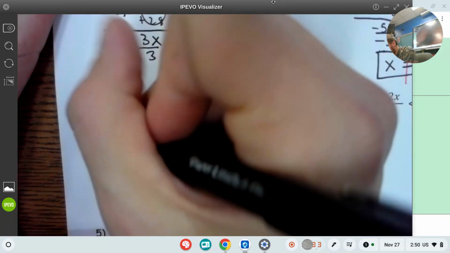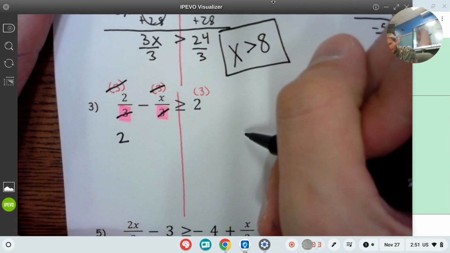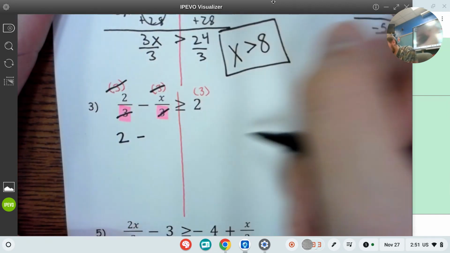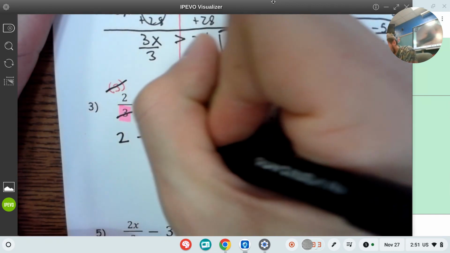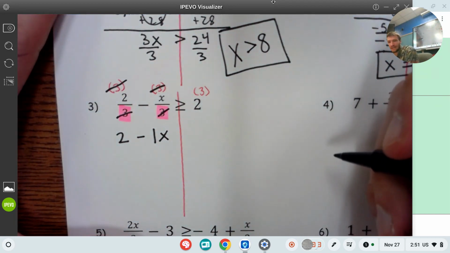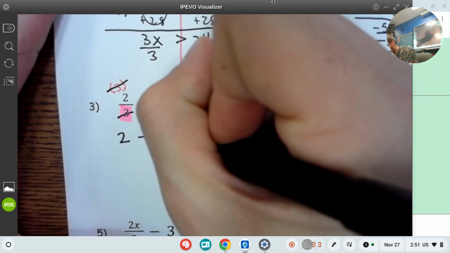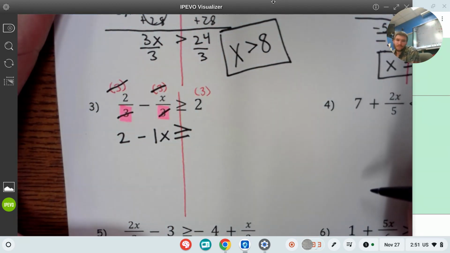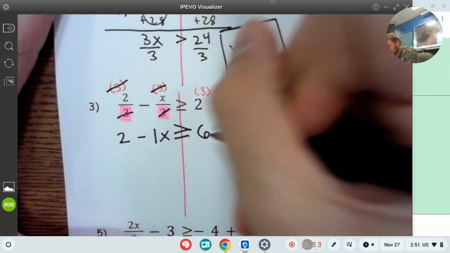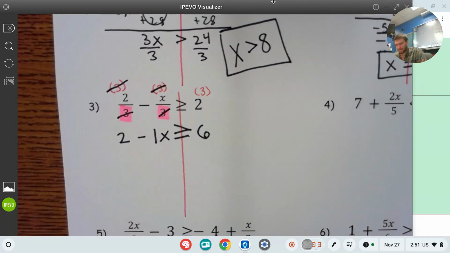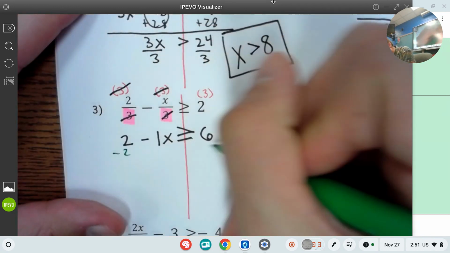The threes are gone, so we have two. We have minus 1x. Cool, I like that. Always a good idea to put that 1 in there. Greater than or equal to 6. What do you want to move first? 2. Yeah, I would move the 2 first as well. Minus 2, minus 2.